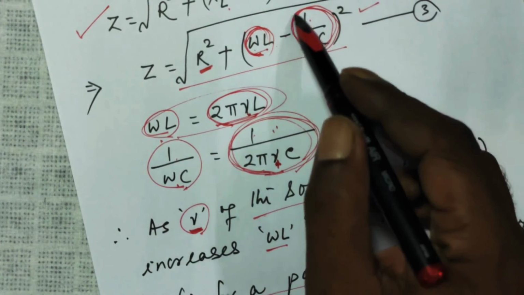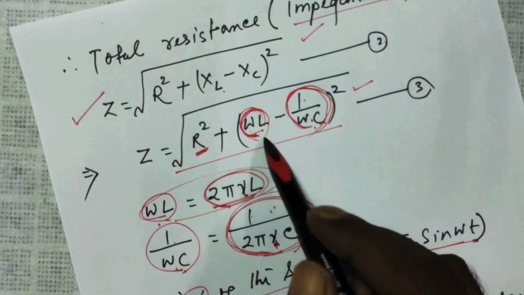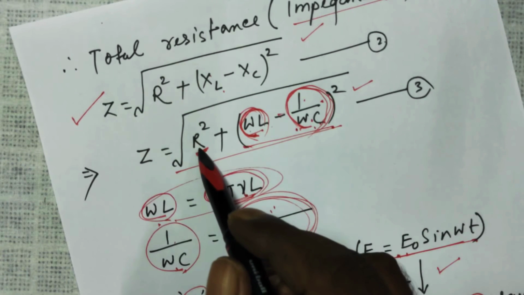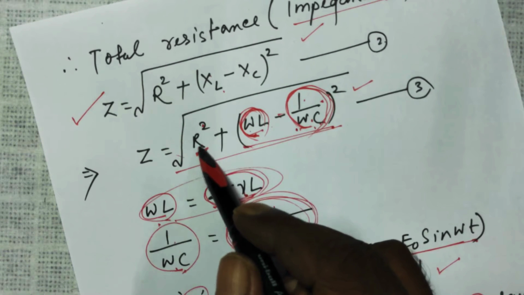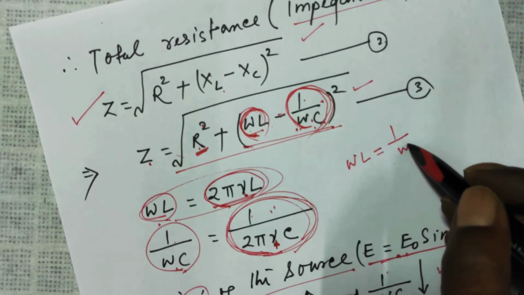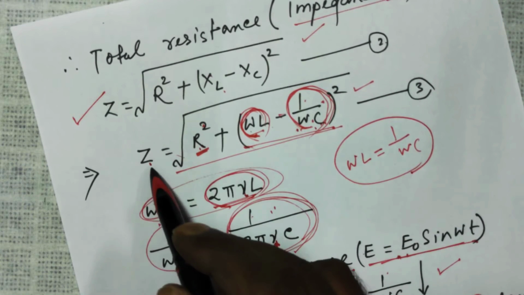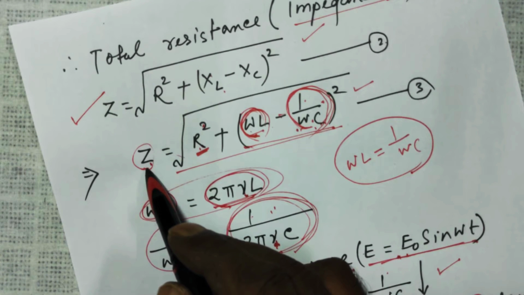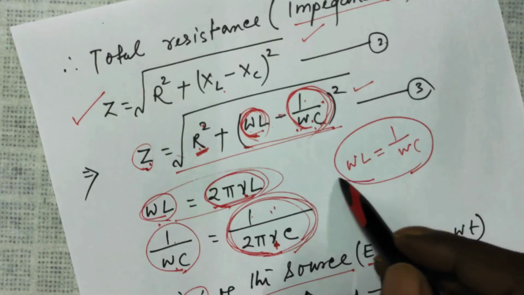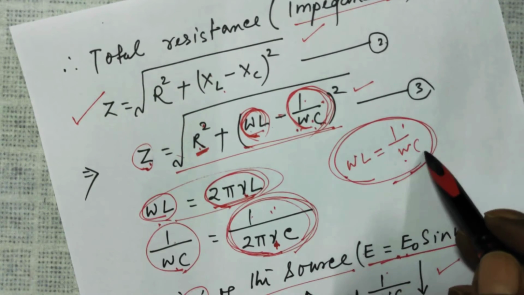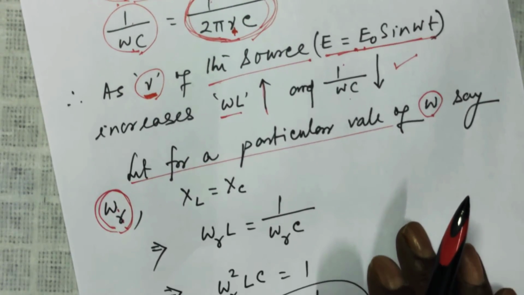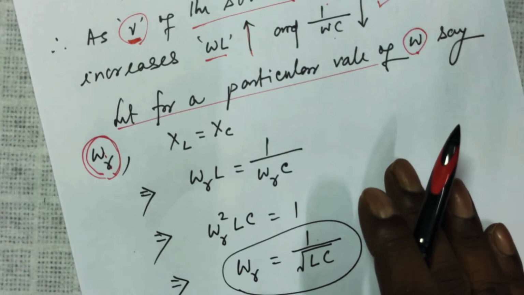So what will happen if this is equal to this, then this minus this will be 0. Square of 0 is 0. So this part is gone. We are only left with R square, and square root of R square is R. So Z will be minimum. So when omega L is equal to 1 by omega C, the total resistance called impedance, Z of the circuit, will be minimum. So if the resistance is minimum, it will draw maximum current. So under this condition, when omega L is equal to 1 by omega C, the series RLC circuit draws maximum current. Right, so that is the condition we are going to find out.